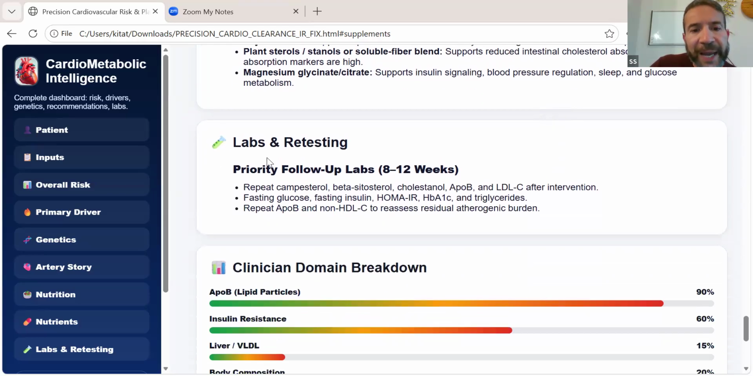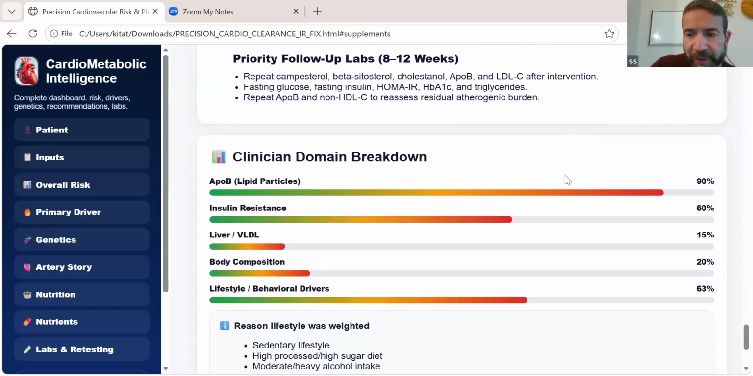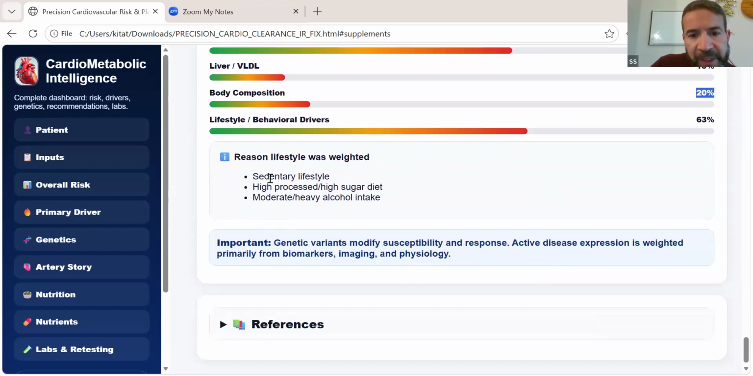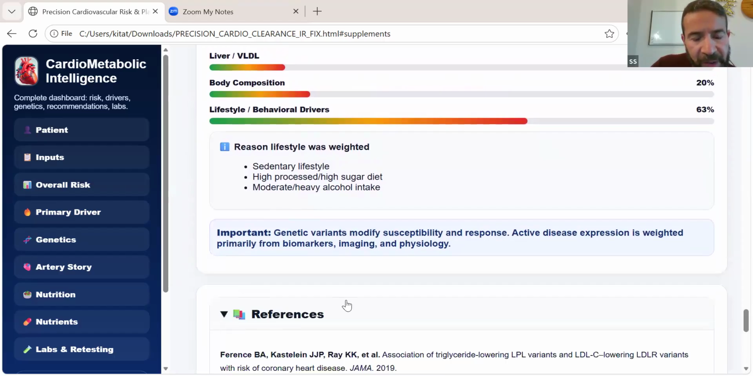All right, so labs to retest. Repeat these biomarkers that failed before or got flagged, and these other recommendations. I'm not going to go over each and every one of them. But all in all, it tells us that 90% of the risk is driven by ApoB, insulin-resistant lifestyle, and body composition, as you can see, is low. The reason lifestyle was weighted, these are the reasons, and these are the references.